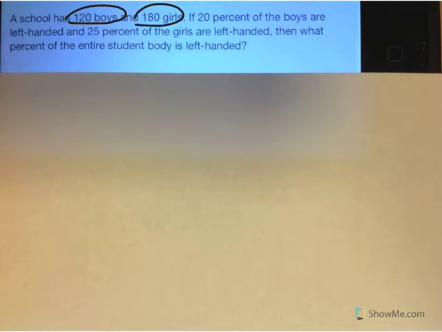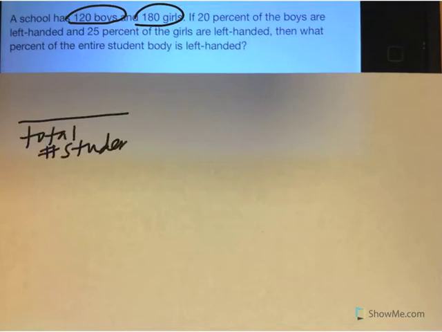Alright, if 20% of the boys are left-handed and 25% of the girls are left-handed, then what percent of the entire student body is left-handed? Alright, so again, we're trying to find a percent, and the percent is of the whole student body, so of the total number of students, how many are left-handed?